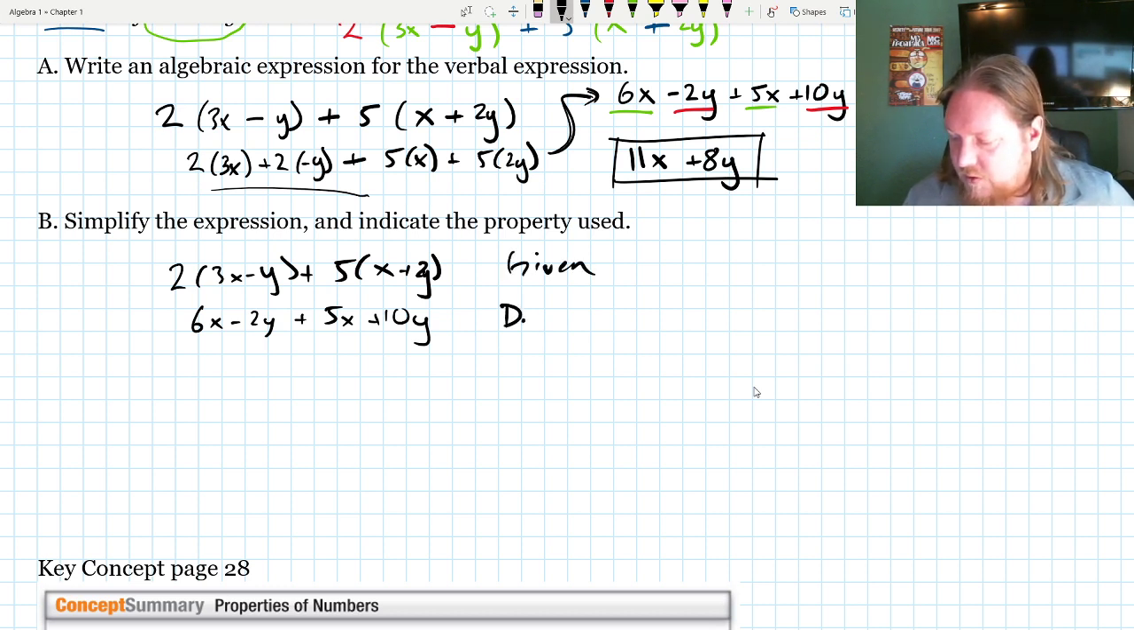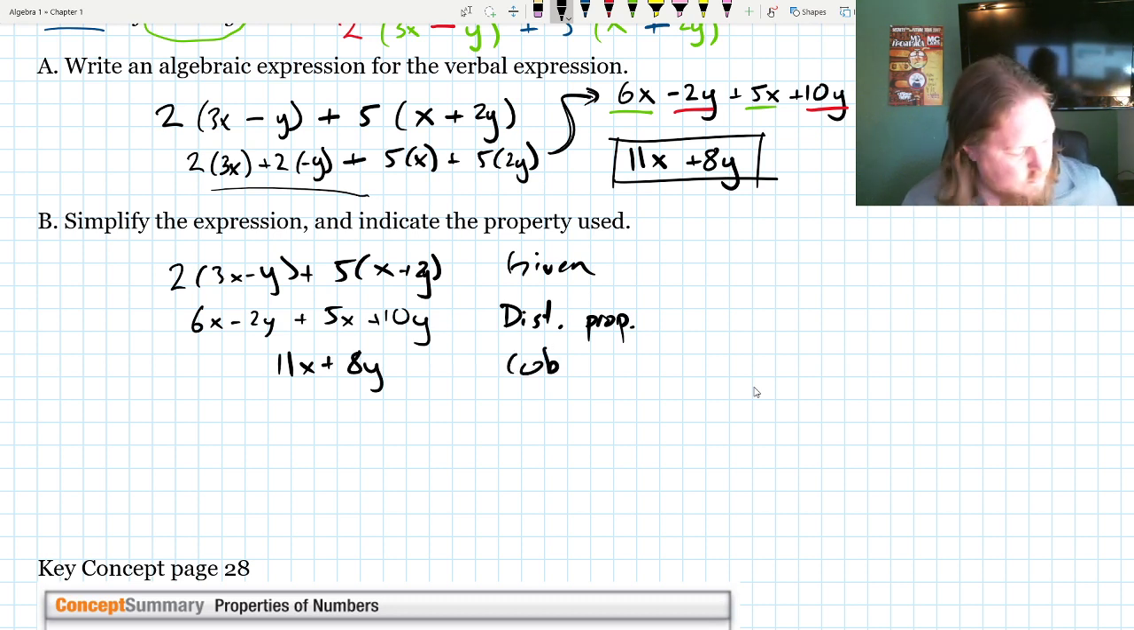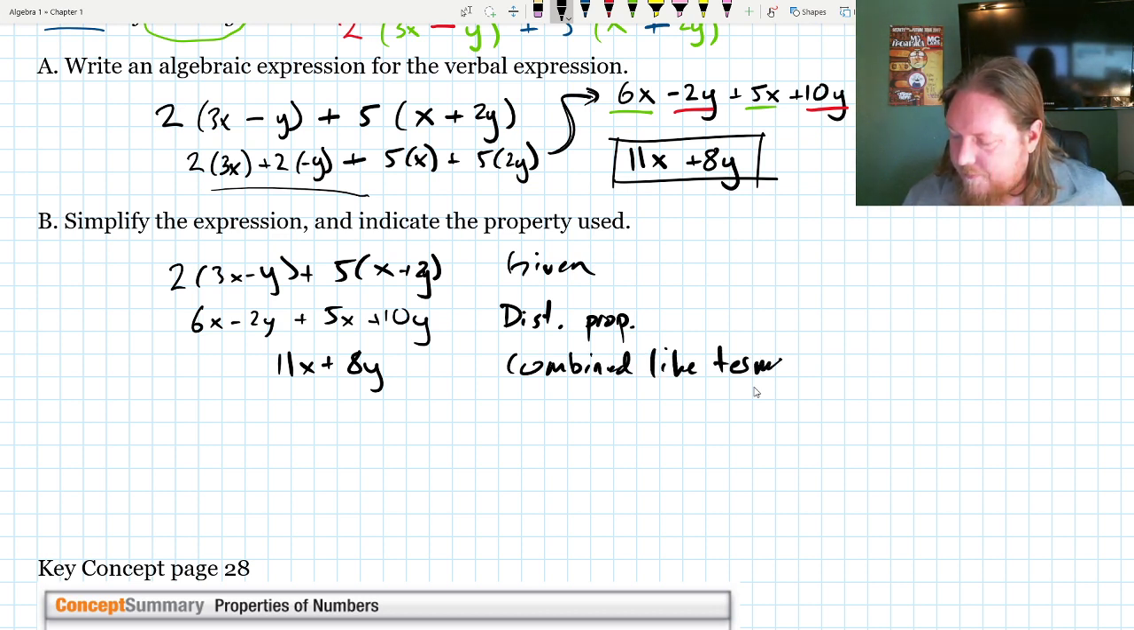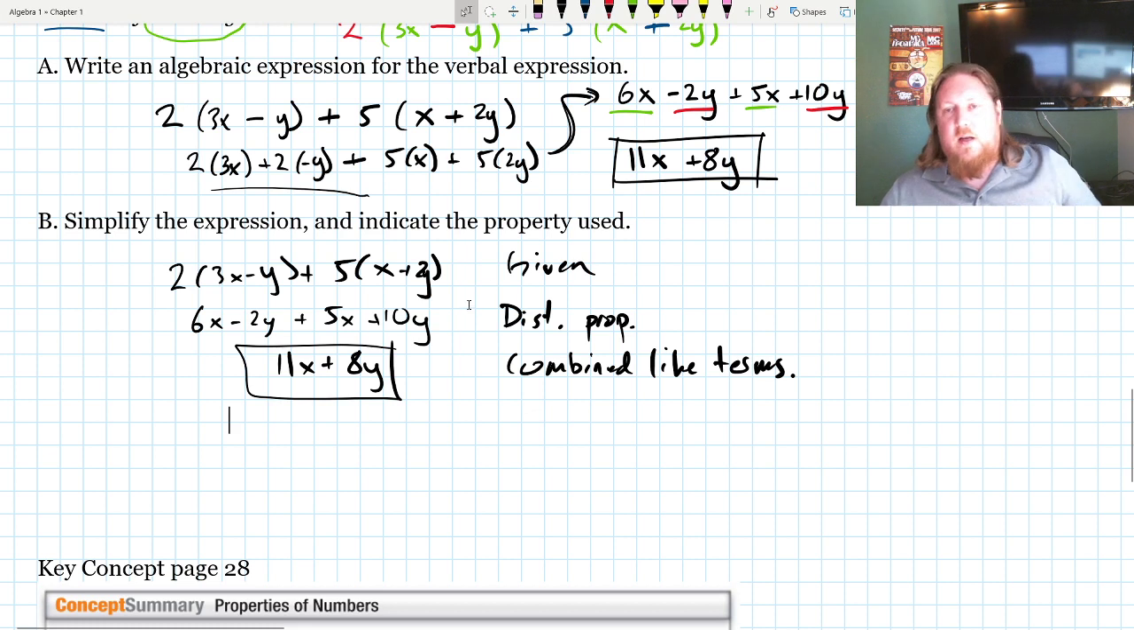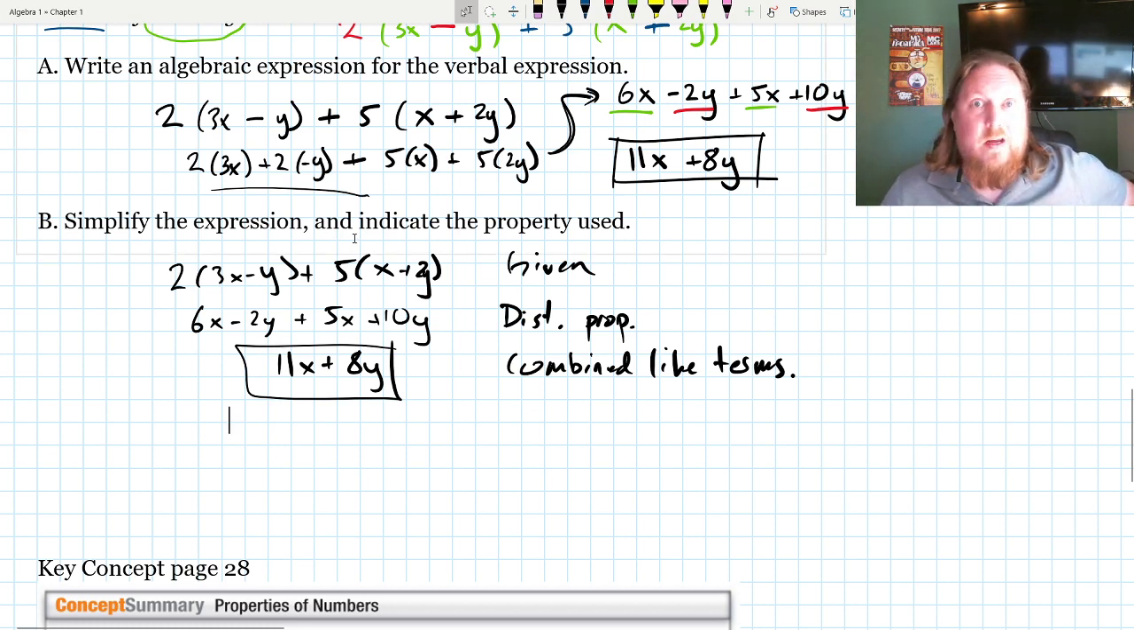Then I used the distributive property. And then I combined them together and got 11x plus 8y, and that's combining like terms. And there's my answer. All right. So sorry about the confusion on that example there. I might even make a new video of this one, but we'll see. Depends how much time I have.